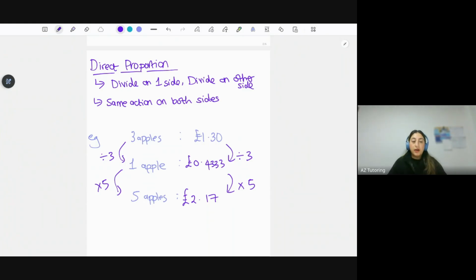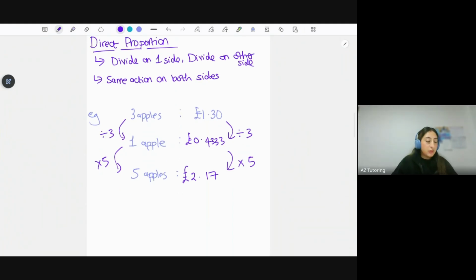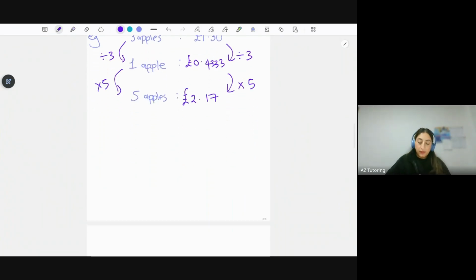2.17. So that's what direct proportion is. Divide on one side, divide on the other side, times on one side, times on the other side. You do the same thing. As a foundation kid, you do also need to know what the graph looks like.